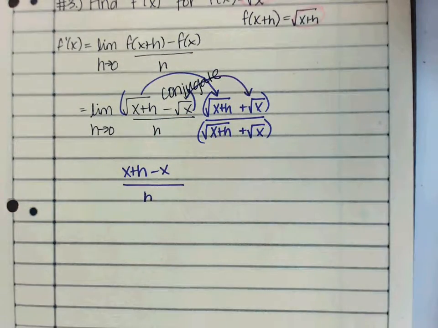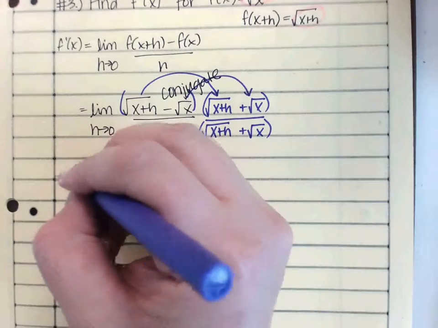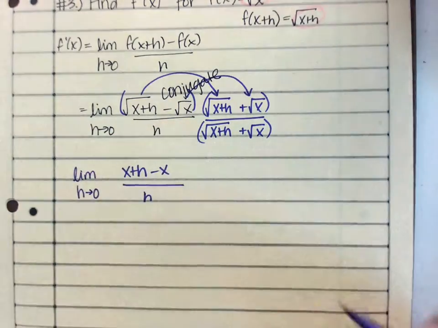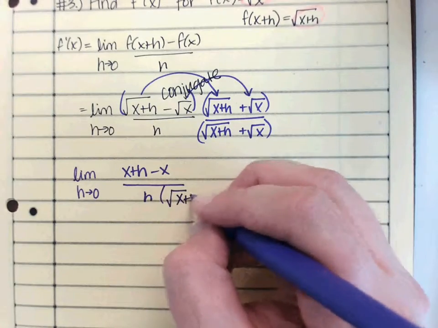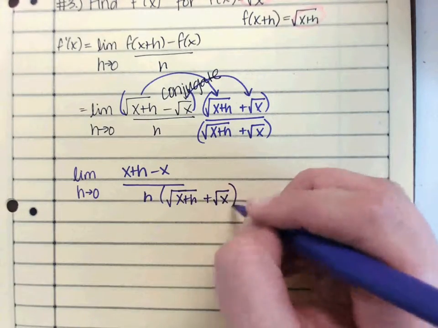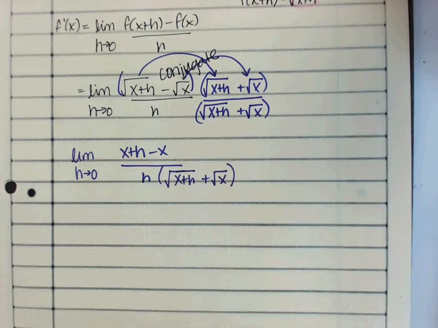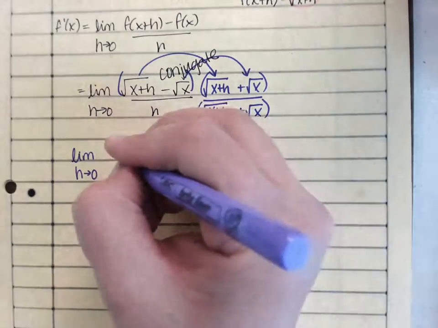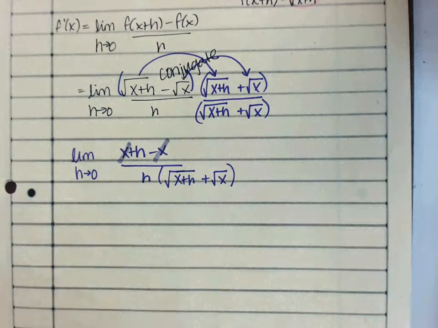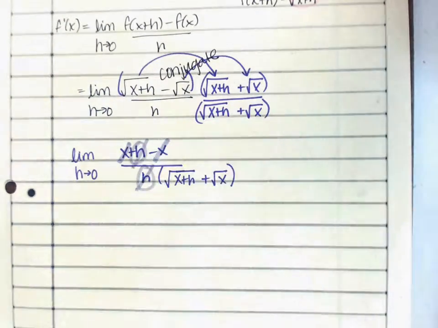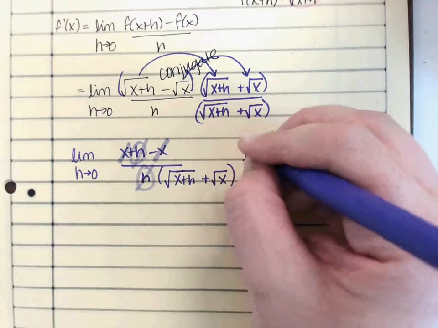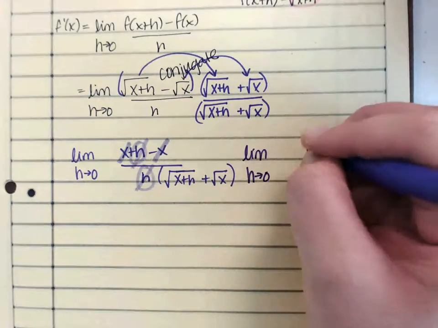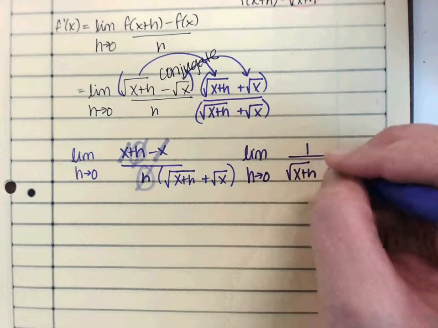Okay, remember my limit was h approaching 0. And then on the bottom, I also have the leftover conjugate. My top one fixed a lot of stuff, but my bottom one I just kind of leave there out of the way. Then what happens on top? Okay, the x's cross out, and then what crosses out? The h's can cross out, and then all that I'm left with is the limit as h approaches 0 of 1 over root x plus h plus root x.